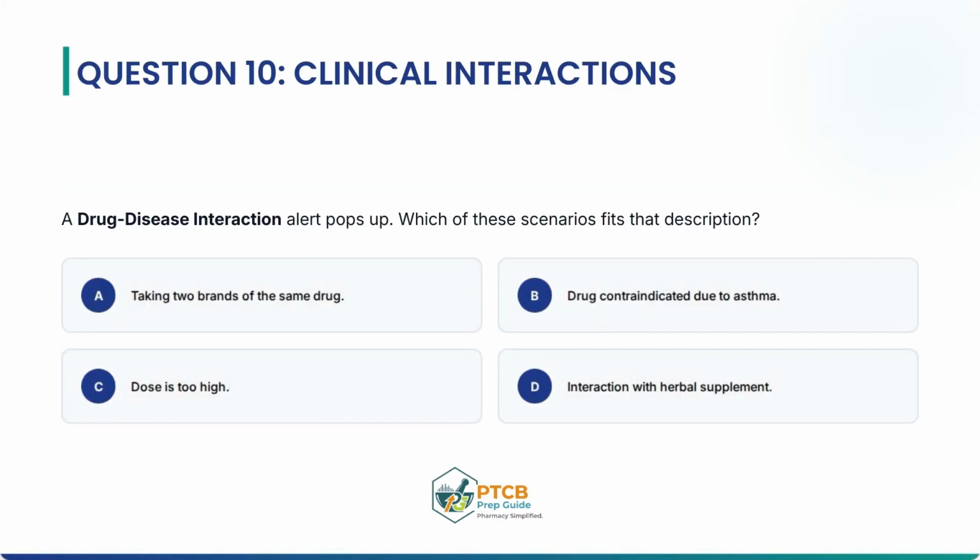Now for question number 10. A drug disease interaction alert pops up on your computer screen. Which of these fits that description? Option A, a patient taking 2 brands of the same drug. Option B, a patient taking a drug that is contraindicated because they have asthma. Option C, a patient taking a dose that is too high. Or option D, an interaction between a drug and a herbal supplement.